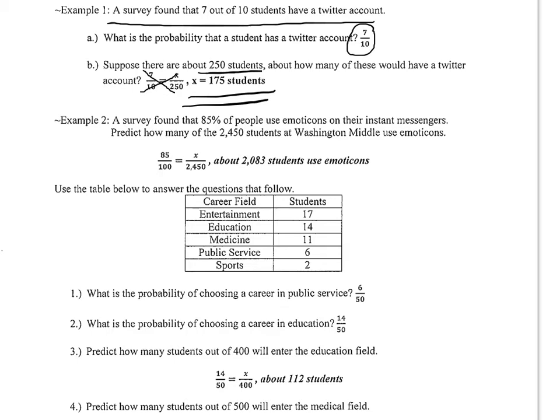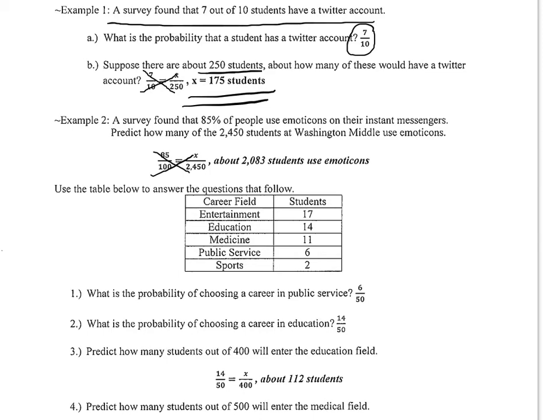Example 2, a survey found that 85% of people use emoticons in their instant messengers. Predict how many of the 2,450 students at Washington Middle use emoticons. So again, 85 out of 100, that's 85% written as a fraction, but I want to know out of 2,450. So again, I multiply 85 times 2,450, then divide by the number that's with x.